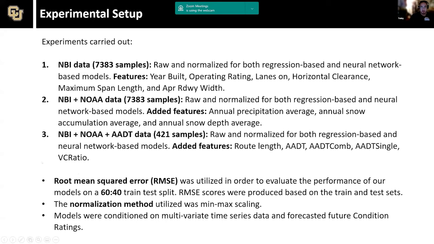And as I said before, we have a training phase and a testing phase for the model. So we have that 60-40 ratio, which is what we utilized. We did some normalization on the data. And again, we are conditioning our model on multivariate time series data and forecasting future condition ratings.